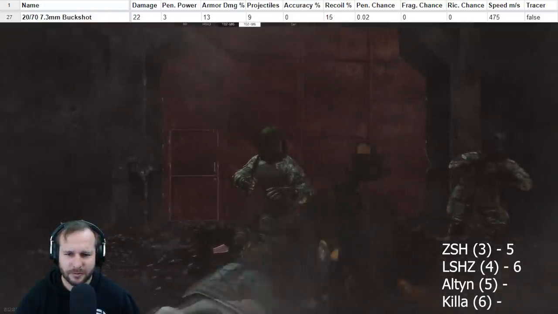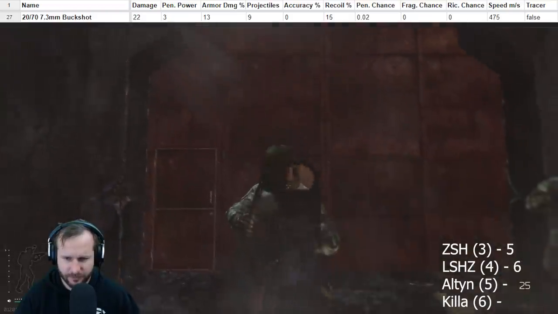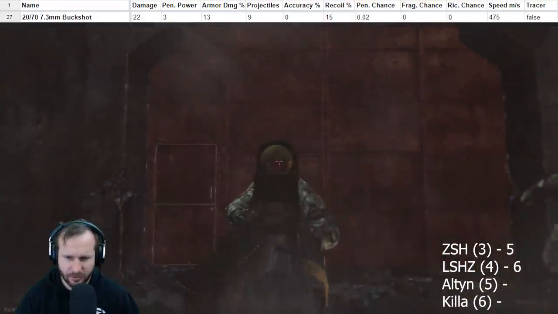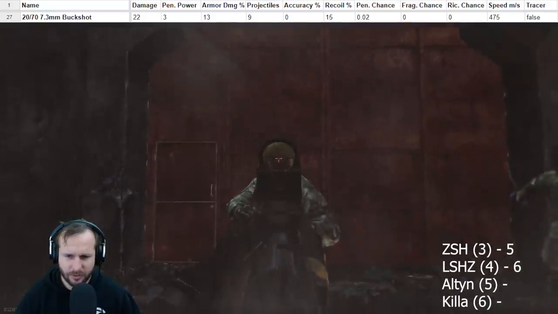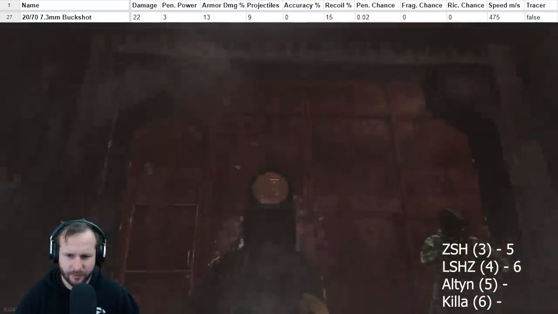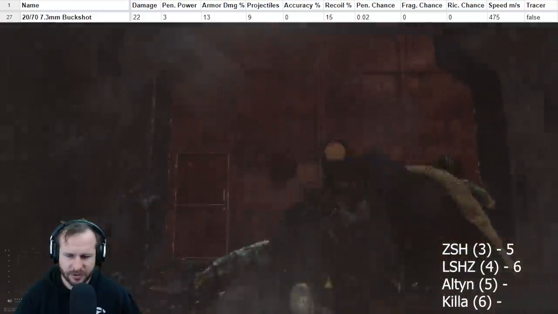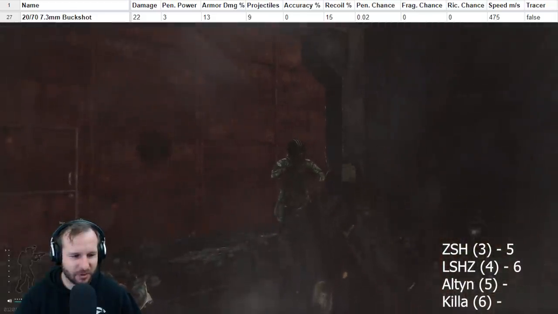We have the Altyn next. With this one, it is a total of 6 shots. So you're seeing what's happening. The pellets are hitting the helmet, it's destroying the face shield, and then you are able to get through and kill the person behind it.